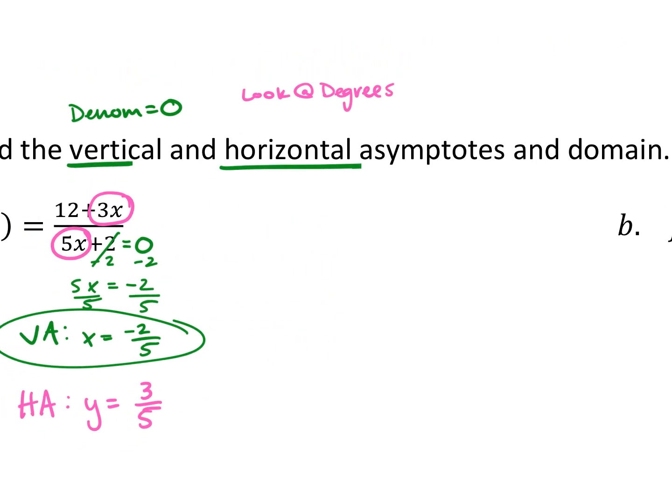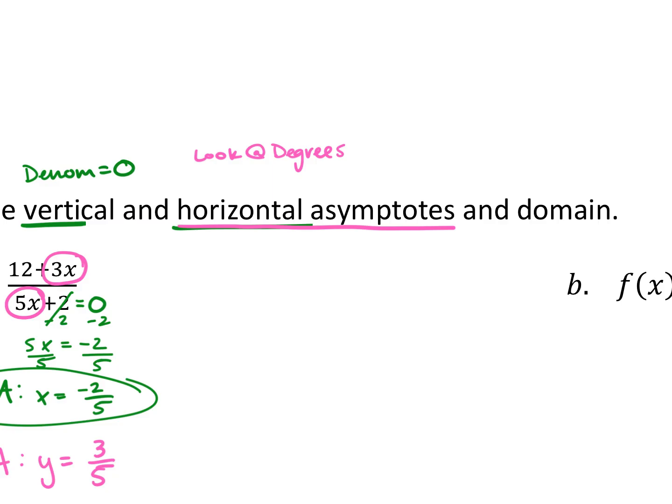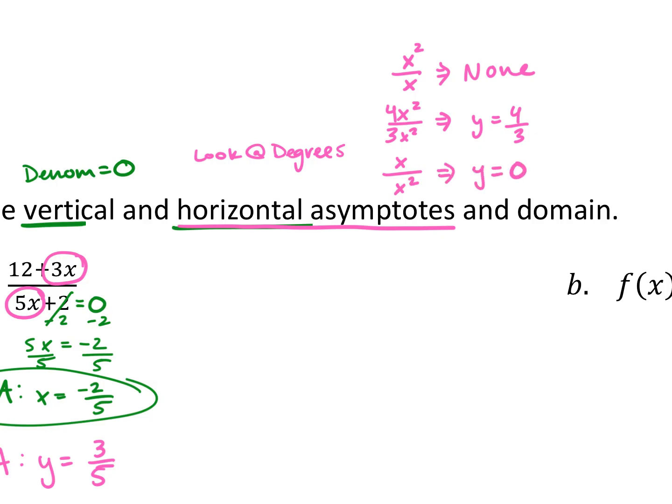So the rules for horizontal asymptotes: if the numerator has a higher degree than the denominator, our horizontal asymptote would be none. We don't have one. If they're the same, so let's say I had 4x squared over 3x squared, then we look at the coefficients. So this would be y equals 4 over 3. And then if our denominator is higher, if I had x over x squared, then our horizontal asymptote would be y equals 0. So these are our 3 rules for horizontal asymptotes.